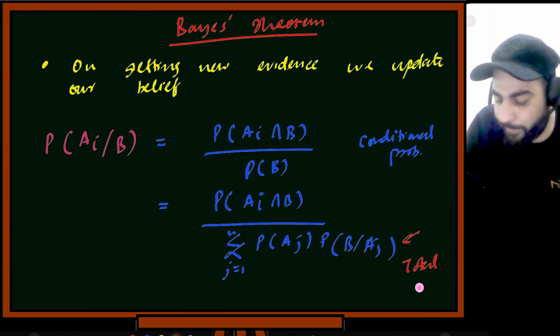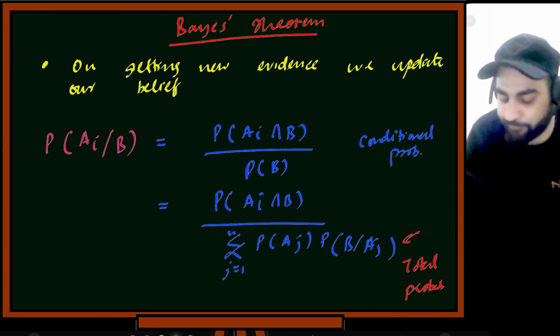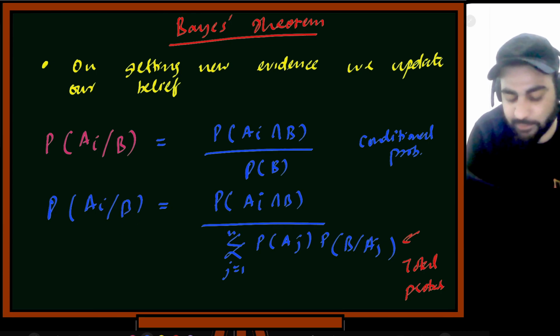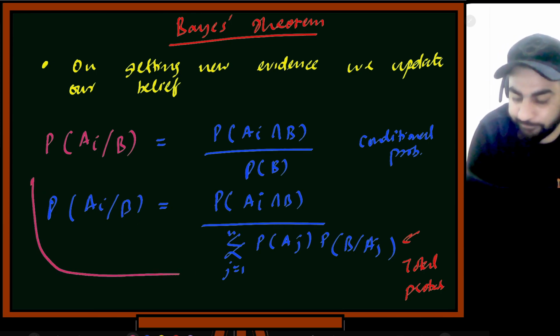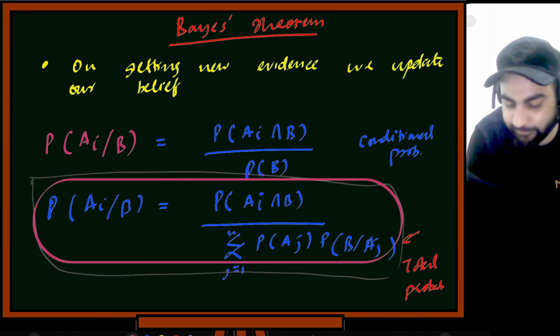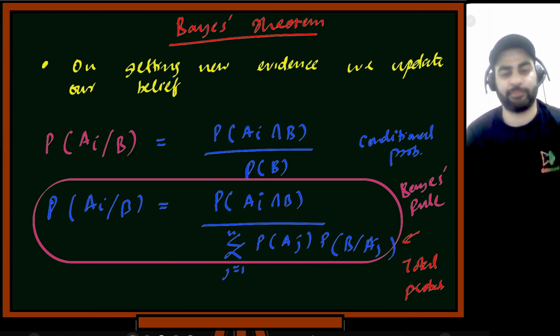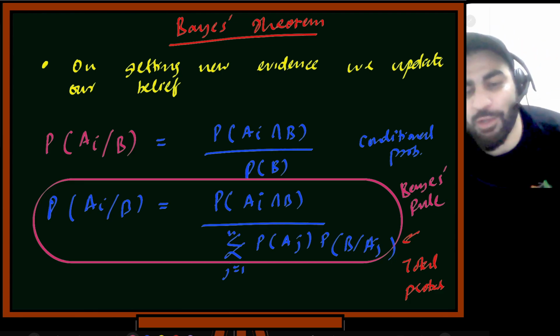Total probability. Okay, so this is probability of Ai given B. This over here is Bayes theorem. Okay, this is Bayes theorem, or Bayes rule, we'll call it.